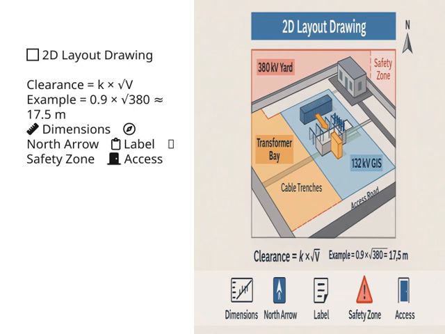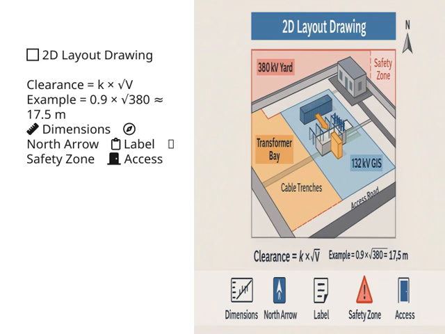Now, let's take a closer look at the 2D layout drawing. Here, you'll notice the key concept of clearance, which is calculated using the formula clearance equals K times the square root of V. This is crucial for ensuring safe and functional spacing in our design. For example, if we plug in a voltage of 380, the clearance would be approximately 0.9 times the square root of 380, which comes out to about 17.5 meters.